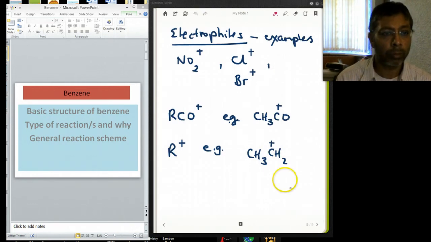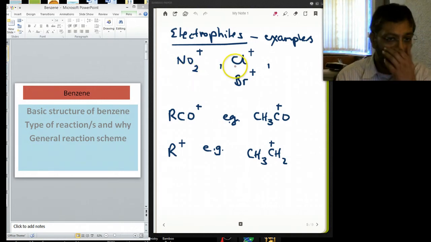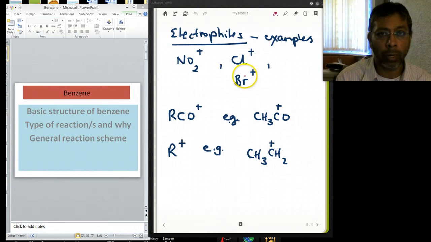Electrophiles, some examples: you've got the nitronium ion, NO2+, if you want to make nitrobenzene. You've got chlorine ions, bromine ions as well, positive, they're all positive. You've got acyl ions and alkyl ions. And here are a couple of examples of them.